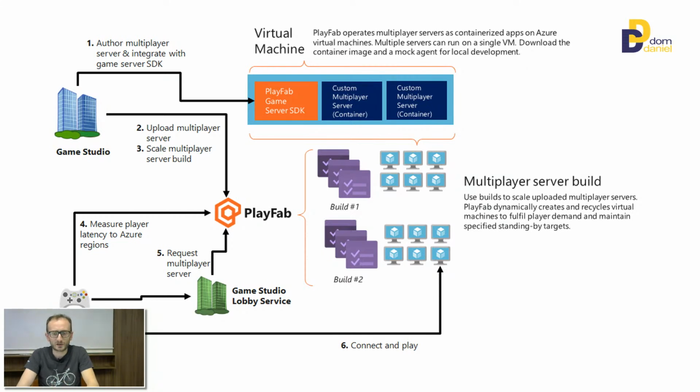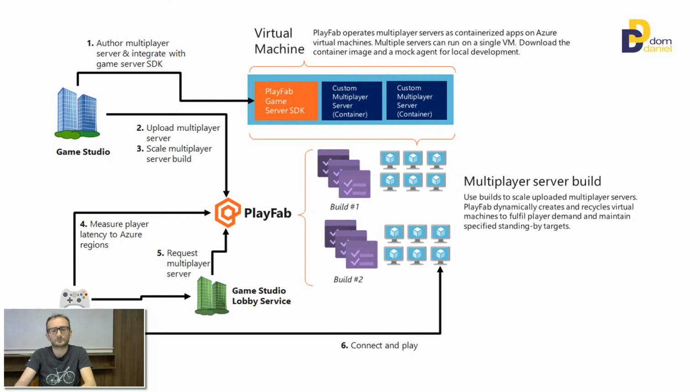Second step is to upload the game server executable and assets. Upload the server and manage builds through the Game Manager or PlayFab APIs and SDKs. Third step is to scale the game server build. Once you have uploaded server assets, you can create builds, and PlayFab dynamically creates and recycles virtual machines to fulfill player demand and maintain the standing by levels you specify.